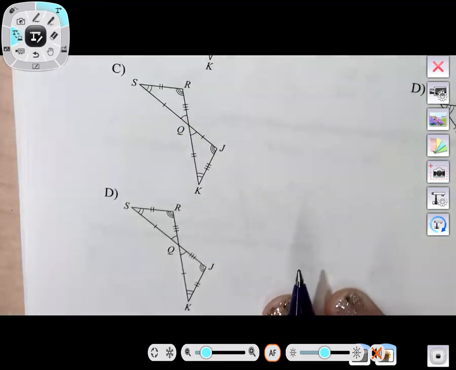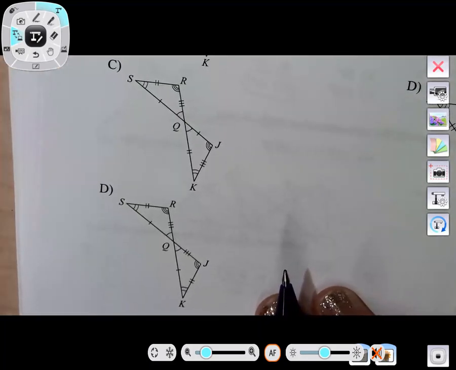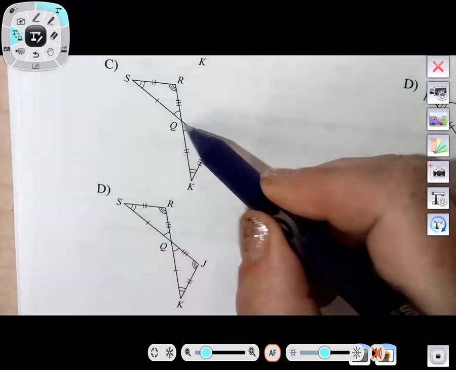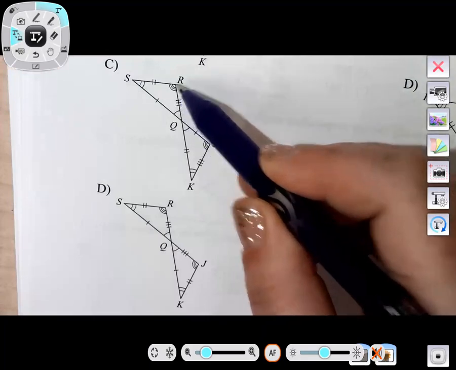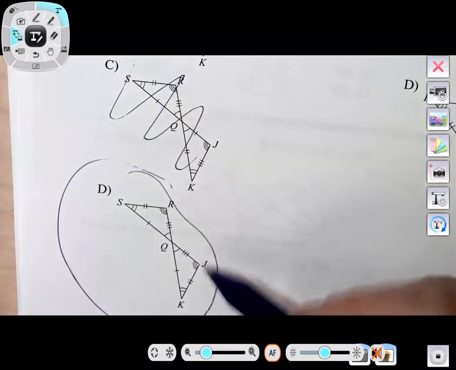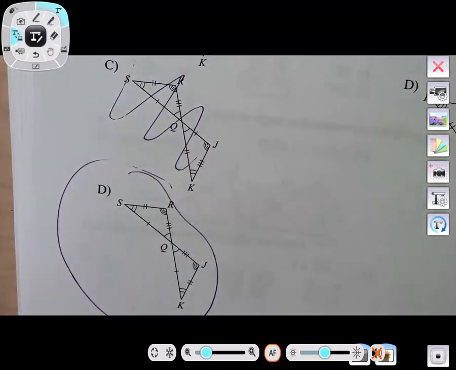So if I look at my choices C and D, I want to see who has QJ and QR marked the same. And hopefully you see, yep, it can't be C, because look, QJ has 1, QR has 3. So C is out. It's got to be D. And D did have QJ has 3, QR has 3. Okay, so they can get a little tricky. Sometimes you get lucky and sometimes you can kind of rule it out just based on the angles.